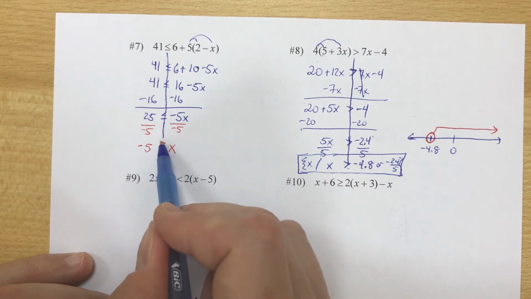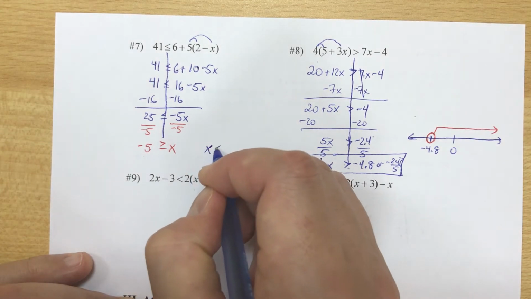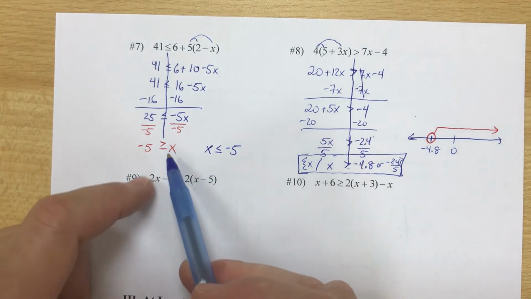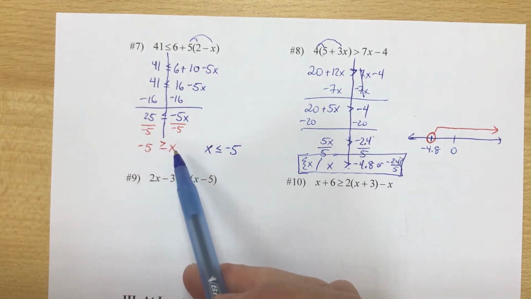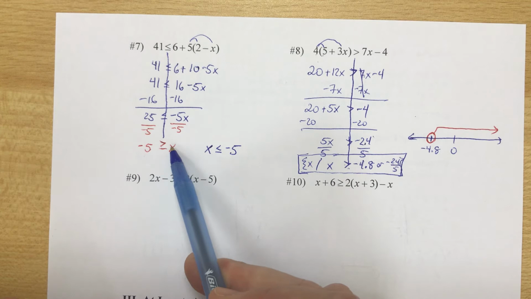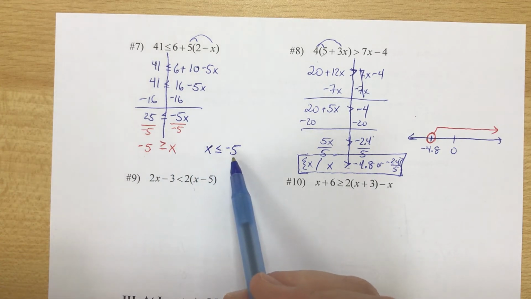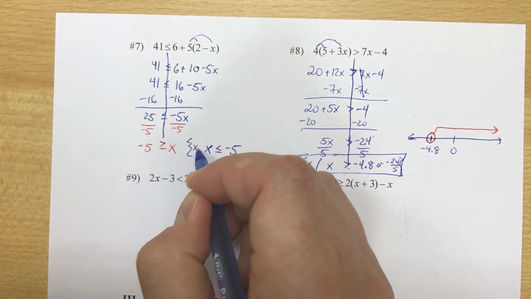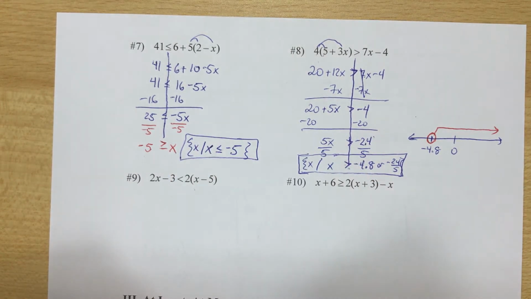If negative 5 is greater than or equal to x, that means that x is less than or equal to negative 5. I switched the symbol because I switched the two sides. If I read this right to left, the alligator mouth is opening to negative 5. This is x less than or equal to negative 5. The alligator mouth opens to negative 5. So our solution is the set of x's such that x is less than or equal to negative 5.